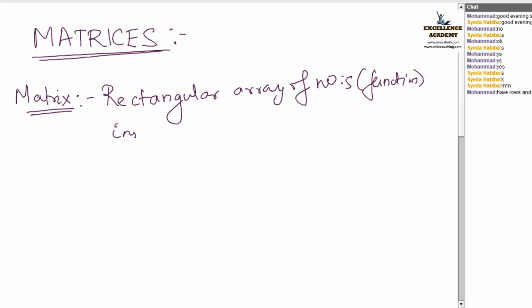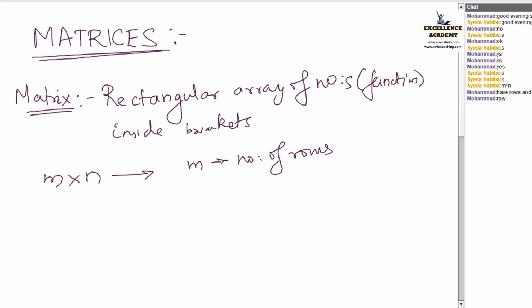Inside brackets, we usually represent it, right? If I am writing a matrix of m by n, m stands for the number of rows, and n stands for the number of columns, right? Agree?